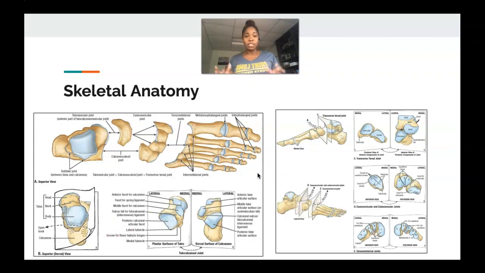Okay, as we progress, it will become important to really look at this, as I just mentioned, on the other side. We're getting a really good view of this. We can see the rear foot with the calcaneus. We can see the midfoot with the tarsal bones located here. And then we have the metatarsals and phalanges, which make up the forefoot.